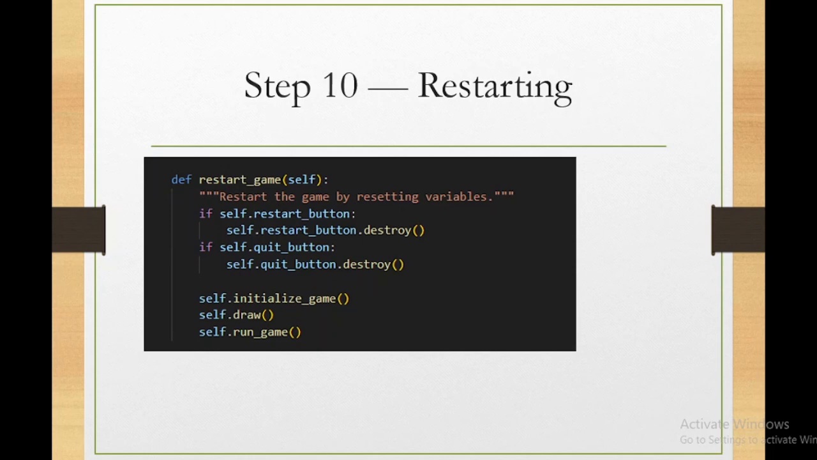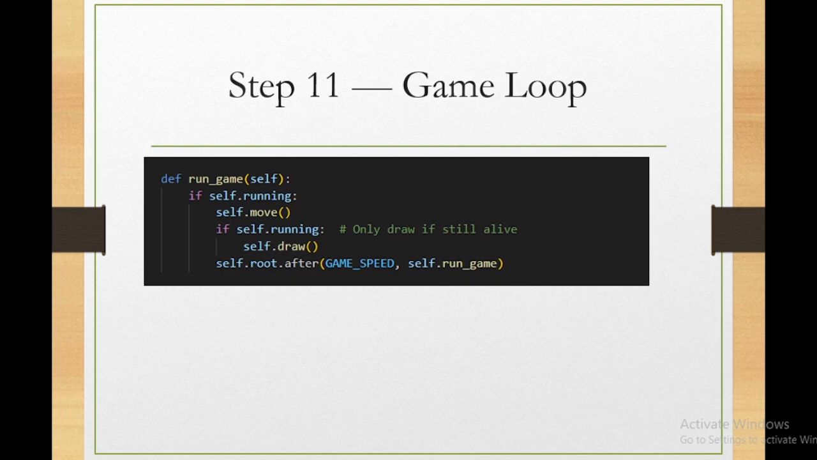Step number 11. The run game method is the main loop that keeps the game running. It first checks if the game is still active by looking at self.running. If it is, it calls move to update the snake's position and handle any collisions. Then it checks again. If the snake is still alive after moving, it calls draw to update the visuals on the screen. Finally, it uses root.after with the game speed value to schedule the next run of this method, creating a repeating loop until the game ends.